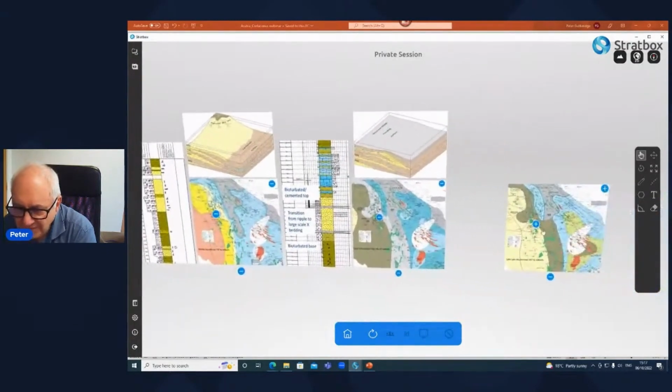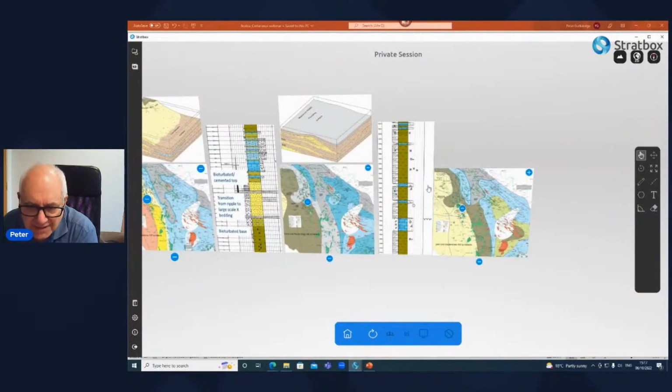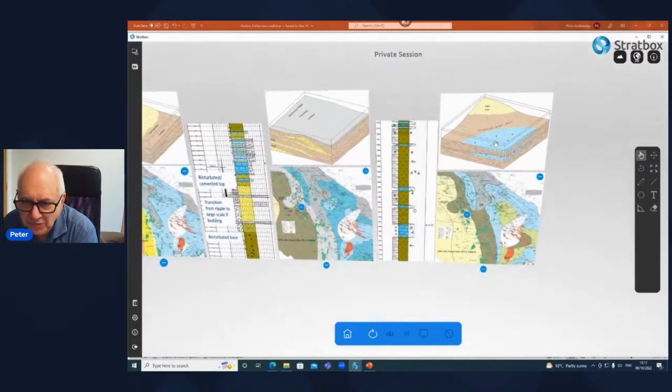If we look now at the high stand, we get general condensation of the shelf with some distal marine mudstones, and again areas of carbonate deposition where the shelf is starved of clastic sedimentation. And this is the general depositional model.